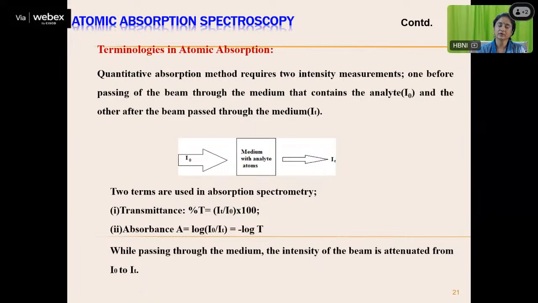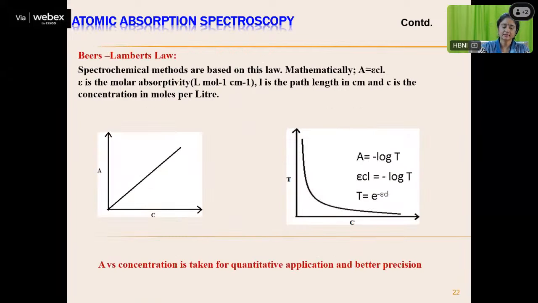Now, what are the different terminologies? Terminologies in case of atomic absorption spectrophotometry are the same as normal spectrophotometry, that is transmittance and absorbance. Again, some I0 falls on a medium where atoms are there, and then your IT will be there. And again, absorbance versus concentration is a straight line. So we focus on this rather than transmittance versus concentration, which is an exponential curve.